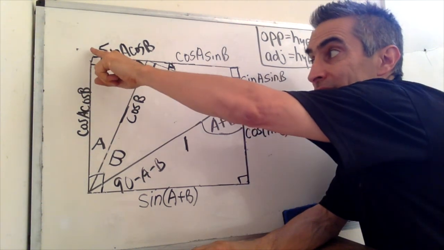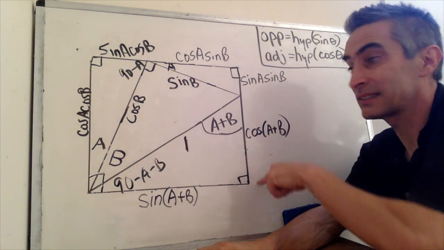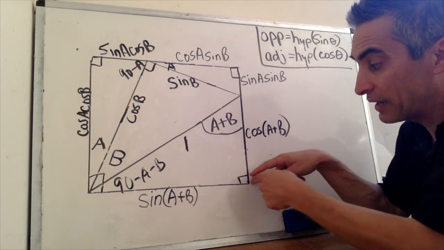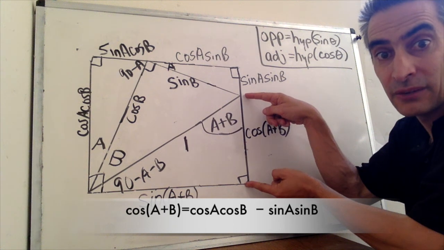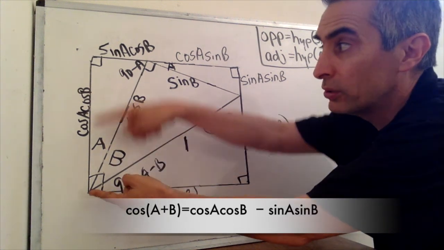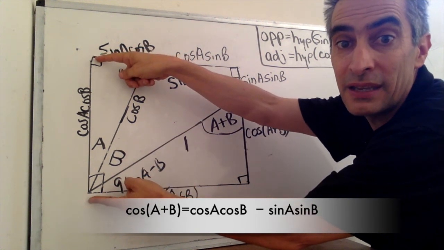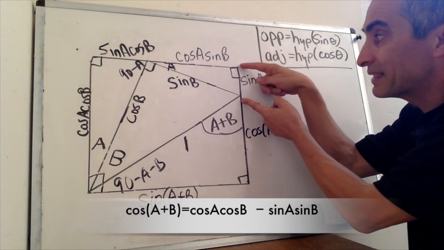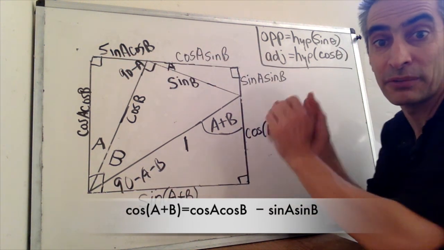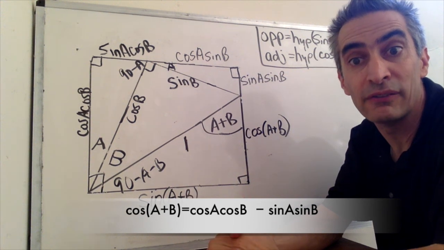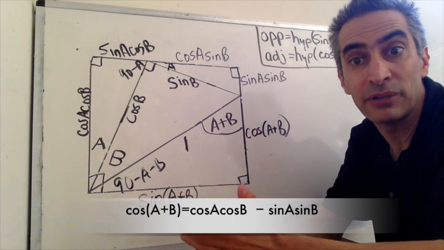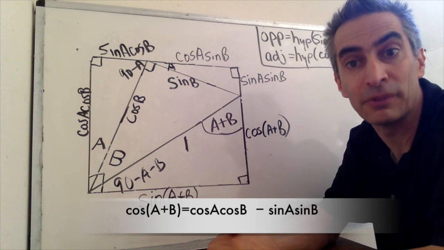Again, this is a rectangle, so this side equals this side. And since the cosine of A plus B is this length right here, it is equal to this whole length, cosine of A times cosine of B, minus this length right here, which is the sine of A times sine of B. And there you have your cosine of A plus B. There you have your cosine sum formula.